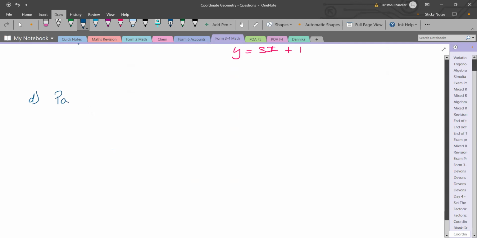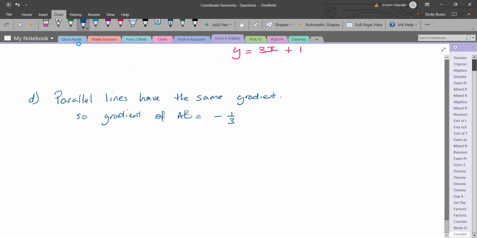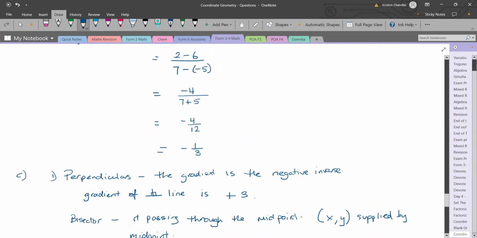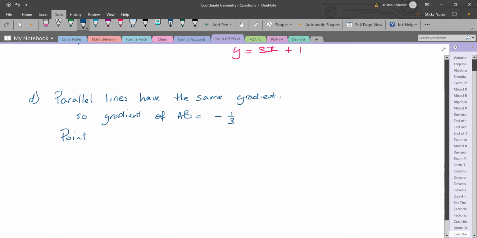So parallel lines have the same gradient. Right? So the gradient of AB is going to be equal to the same, negative a third. Right? The point, what's the point? 0, 1 is going to supply my x and y values.